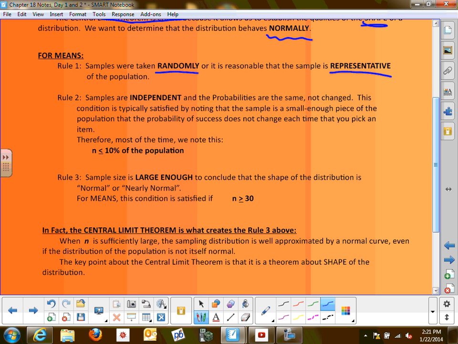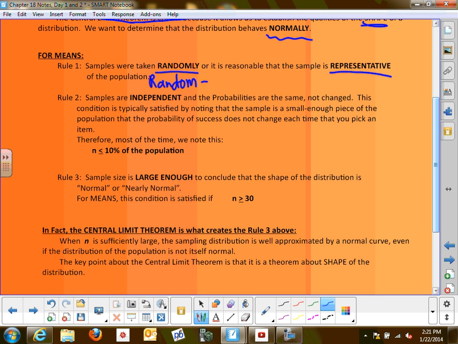So I want to do these conditions for the M&M lab yesterday. So let's say you would do this. You would say random. That's the first thing we have to check. And would you say that it's reasonable that your bag of M&Ms is a representative sample, that the M&Ms are in there randomly, and that they are representative of the whole population of M&Ms? I think so. I mean, we're not experts in it, but that's a reasonable assumption I think we can make.